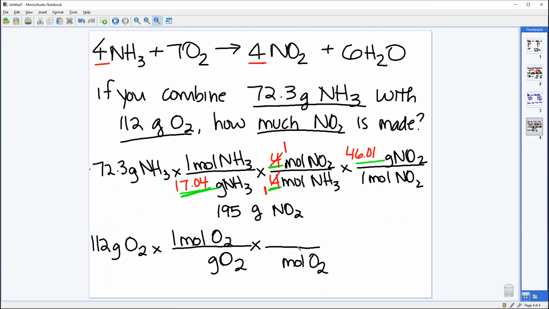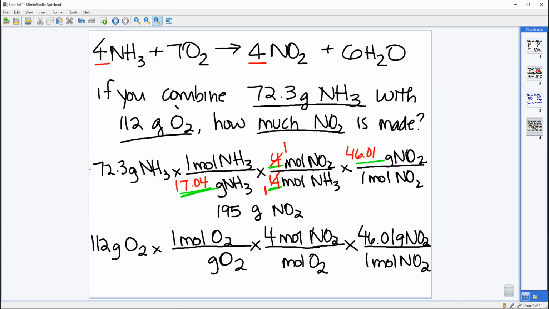I'm going to put moles of O2 on the bottom because that has to cancel, and moles of NO2 on the top because that's what I'm looking for. And then I'm going to get my molar mass of NO2. I've already figured out my molar mass, so I just plug that in, okay? I go to my balanced equation and get my mole to mole ratio. I have 4 moles of NO2, and I see that I have 7 moles of O2. And then the last thing I need here is my molar mass of O2, and I'm going to say 16 times 2 because the mass of 1 oxygen is 16. So now I have it filled in.